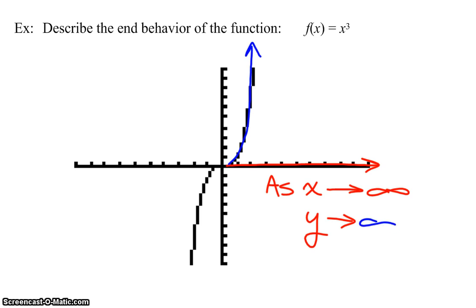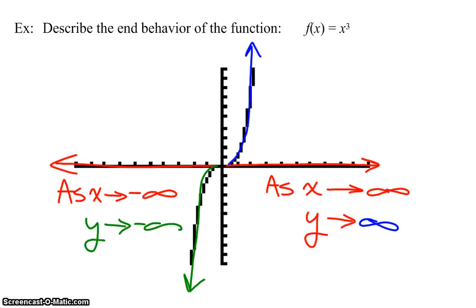Well, as x approaches infinity, my y values are continuing to go up, so it's also approaching infinity. When I look at the left-hand side, I'm looking at what happens as my x values go to the left. So I'm going to start at the origin and move towards the left. And as x approaches negative infinity, my graph is actually going down. So my end behavior on this one is as x approaches negative infinity, y approaches negative infinity, and as x approaches positive infinity, y approaches positive infinity.